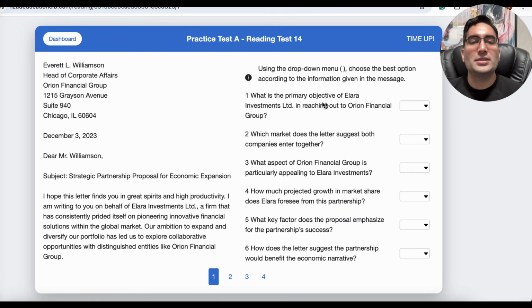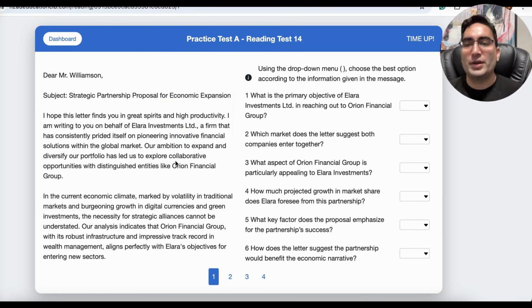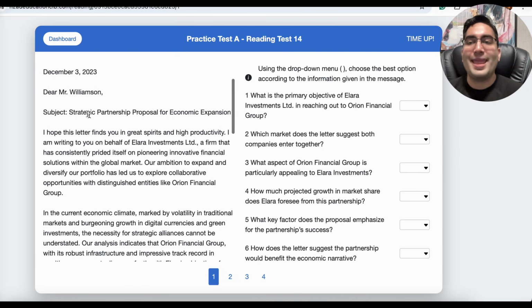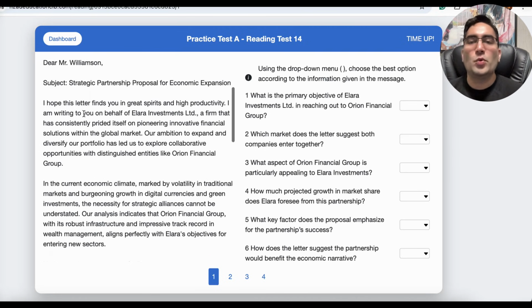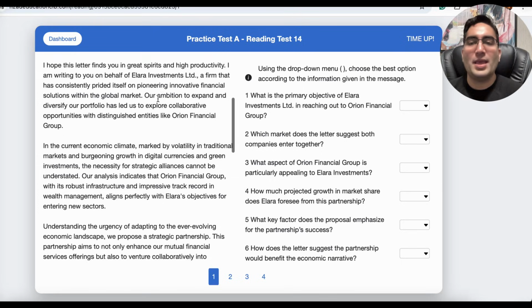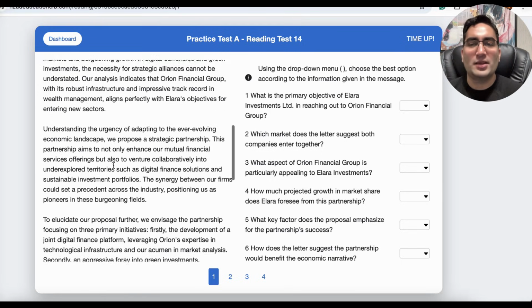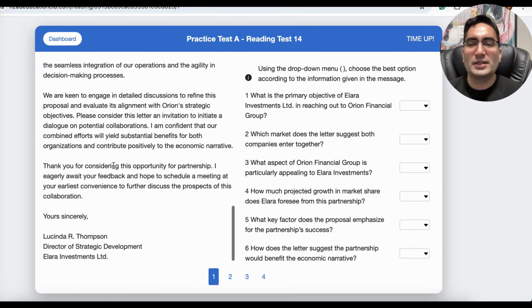The first question is, what is the primary objective of Elara Investments Limited in reaching out to Orion Financial Group? So this is a letter or email between two companies, and if we quickly skim through, we can see it's about a partnership, and then they're talking about productivity, the economic climate, and the proposal. So just skimming through, we understand that it's a director writing to the other person talking about market expansion.